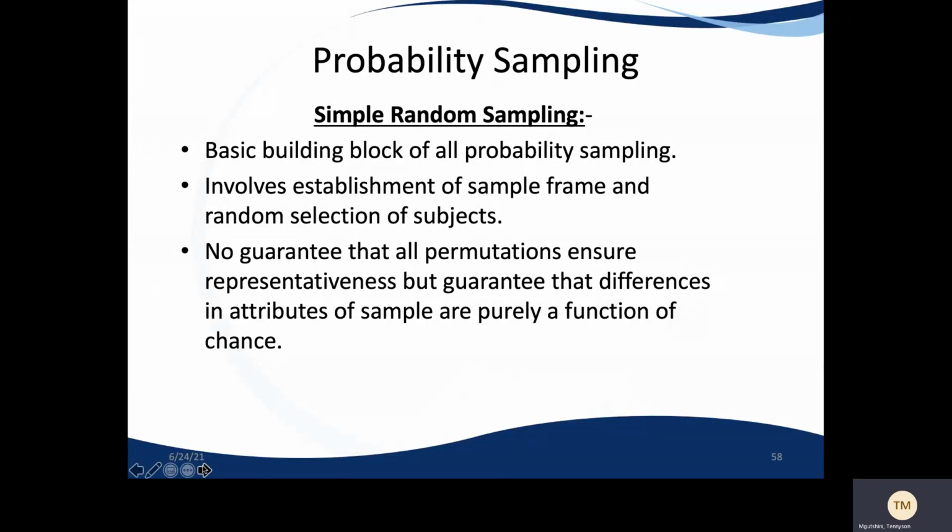Now, in the world of quantitative research, the specific design space that we're talking about, the most foundational type of sampling there is, is simple random sampling. It is seen as a basic building block of all probability sampling. So everything that we discuss that is to do with probability sampling, even the more complex types, all of it has the foundational DNA of simple random sampling buried in it somewhere.